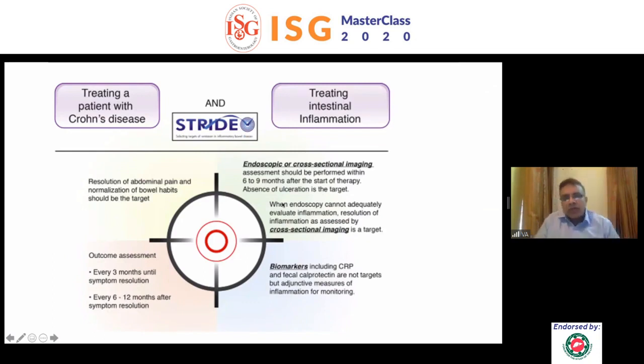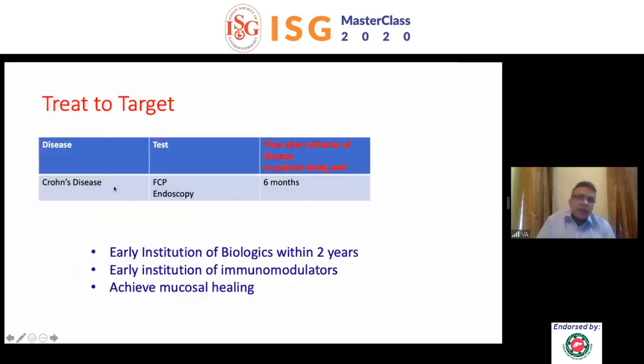And how are you going to look at it? You're not going to look at only symptoms. You're going to do endoscopy. If the lesion is at a place not accessible, then cross-sectional imaging. You will also include biomarkers like fecal calprotectin. So in other words, if you have a patient with Crohn's disease, you would do every 6 months fecal calprotectin, that is FCP, and an endoscopy. Or early institution of biologics within 2 years, early institution of immunomodulators.